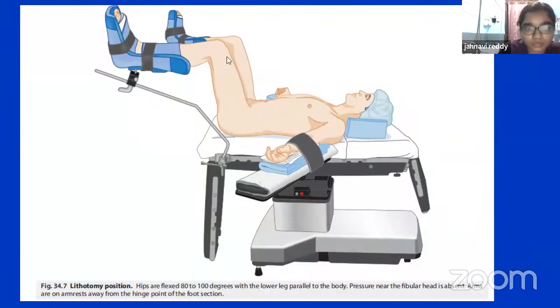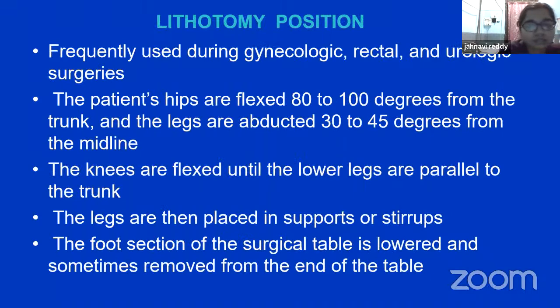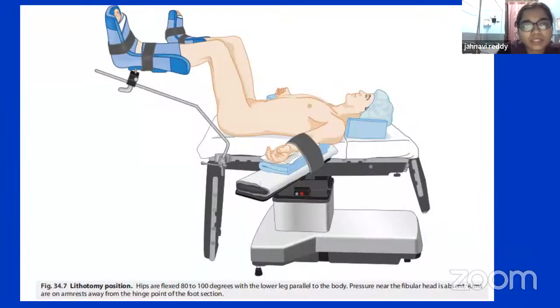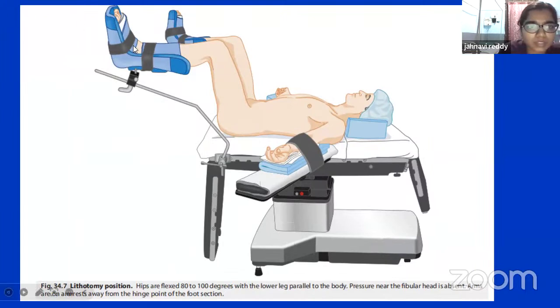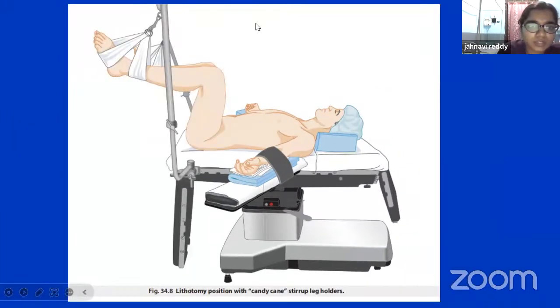This is called lithotomy position. Here they have lowered the lower end of the table and they have flexed the hip and the knees, and they have placed the legs in the support. And in this image, you can see the legs are placed in the stirrups. In this image, you can see the legs are placed in the supports, and in this you can see they are placed in the stirrups.